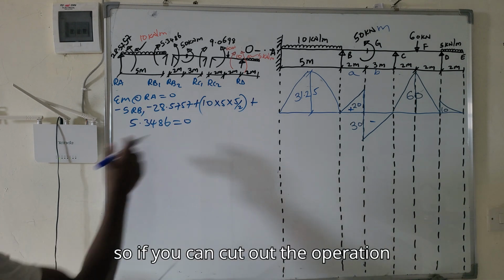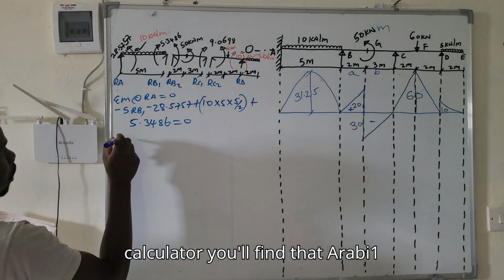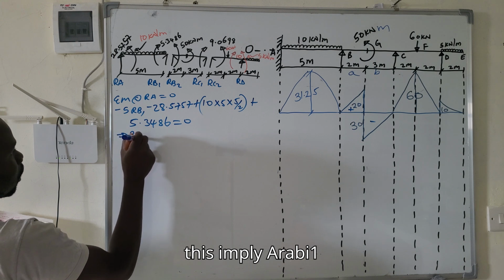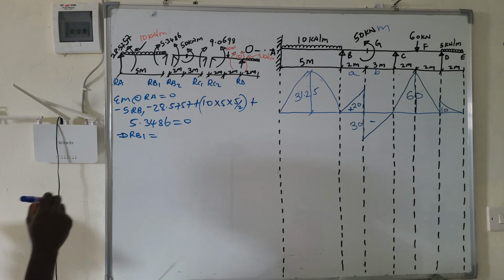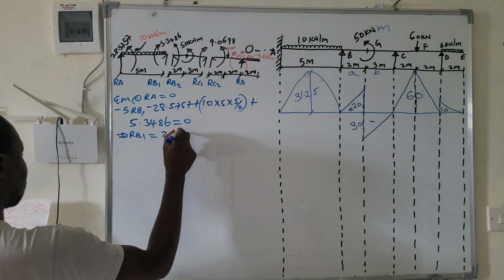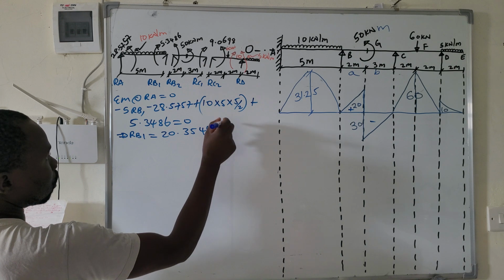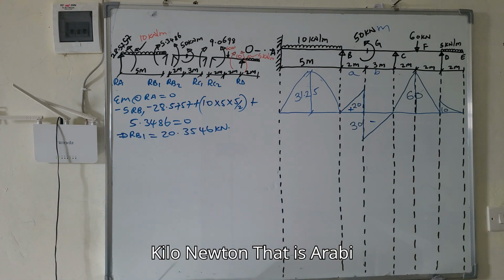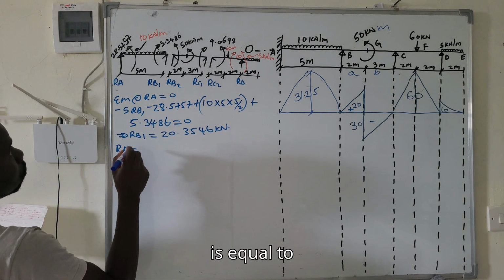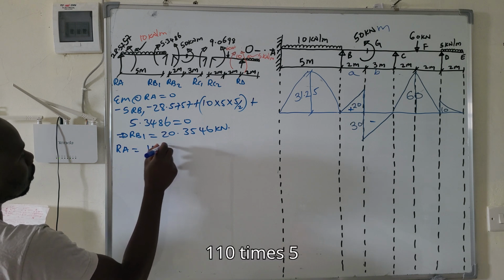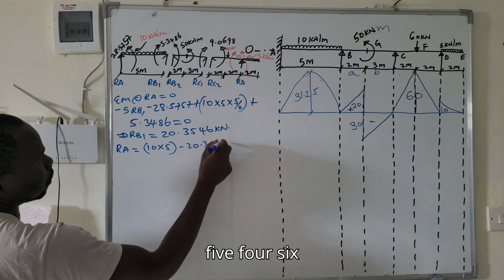So if you carry out the operation keenly with the help of your calculator, you will find that this implies RB1 is equal to 20.3546 kilonewton. That is RB1. For RA is equal to 110 times 5 minus 20.3546.